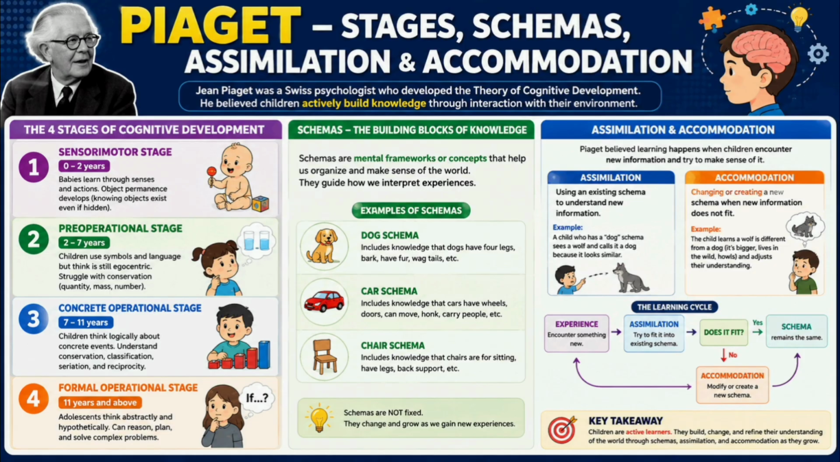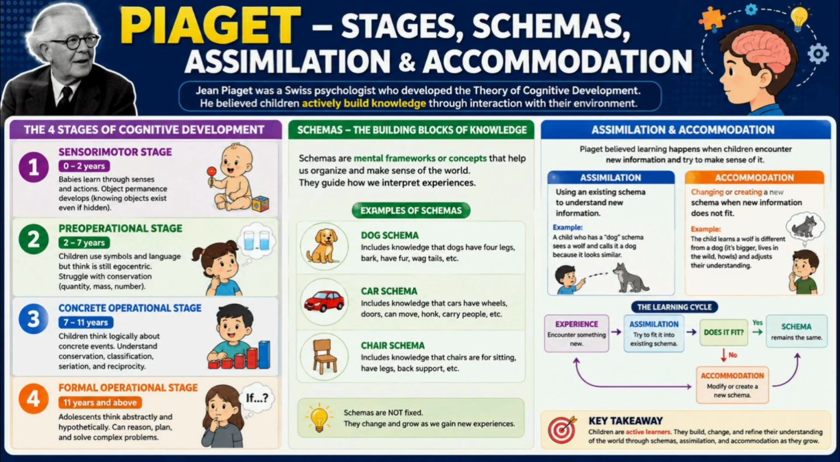Imagine a teacher shows a student a picture of a whale. A child says fish. Why? Because the child already has a schema that says animals that live in water are fish. The child is trying to understand the whale using the existing schema.